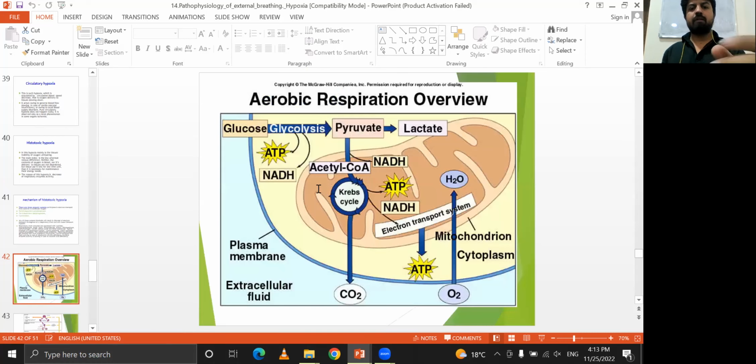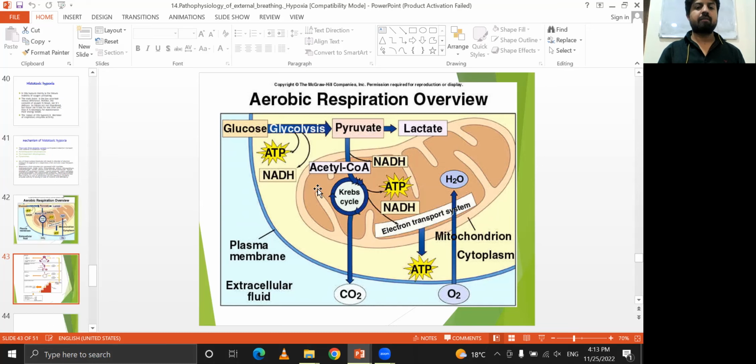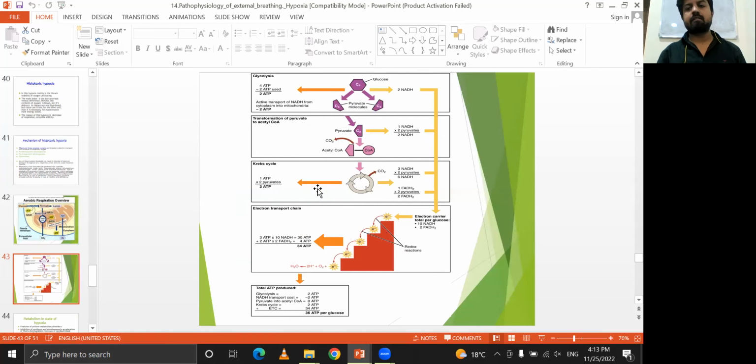This is the aerobic respiration overview. Like you know, the glucose by glycolysis is converted into pyruvate. After that, the lactate, and then the acetyl coenzyme A moves out to the Krebs cycle. After the Krebs cycle comes the electron transport chain, and we get our ATPs. Like 38 ATPs are produced at the end of this process. This is again the simple explanation of the whole process.